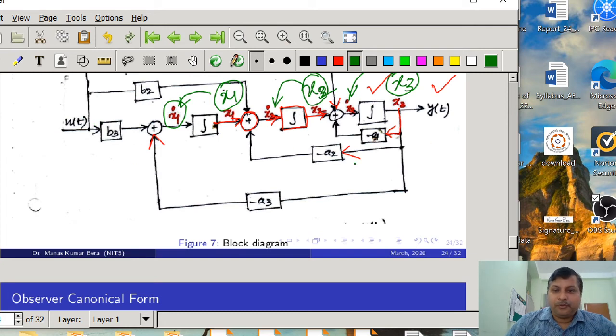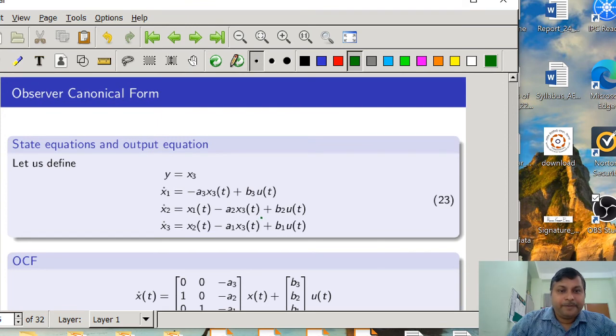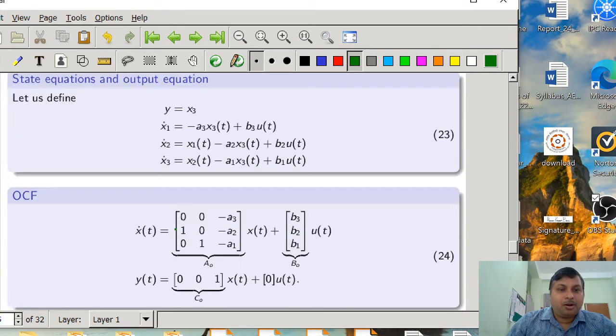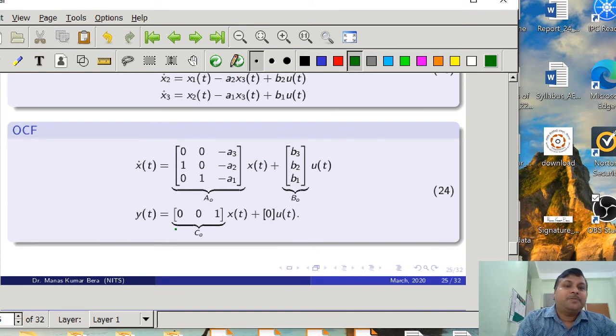Now if we want to represent the next, that is x2 dot, what will be the x2 dot? Now x2 dot will be x1 plus b2 into u(t) minus a2 into x3. So now that has been represented in the x2 dot, and similarly we can find out the x3 dot from the block diagram. Once we get the x1 dot, x2 dot, x3 dot, then easily we can find out the observer canonical form, which is represented in equation number 24.